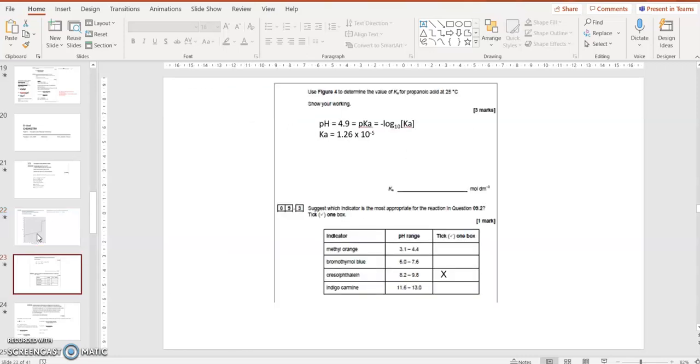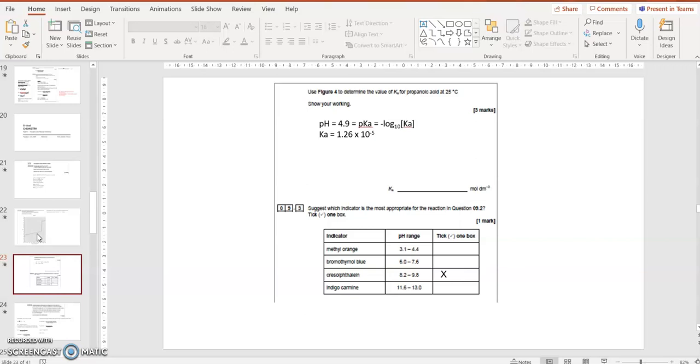There's something you've got to learn. The pH at half equivalence point, where you've added half of the sodium hydroxide that you need to add to get the two to react and reach equivalence, equals pKa. Now pKa is minus log to the base 10 of Ka, so 4.9 equals minus log to the base 10 of Ka, minus 4.9 is log to the base 10 of Ka, inverse log minus 4.9, 1.26 times 10 to the minus 5.